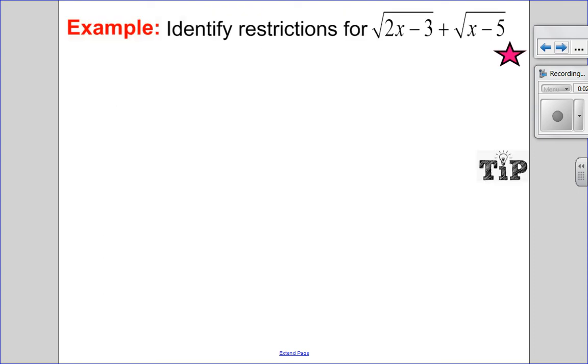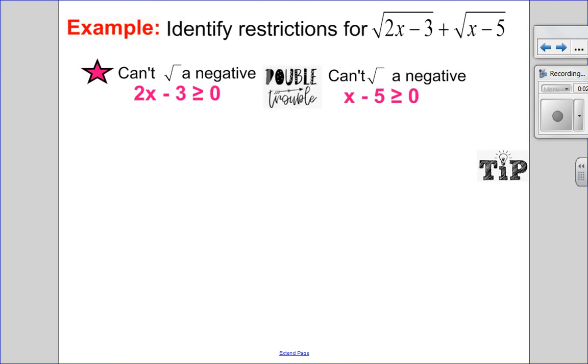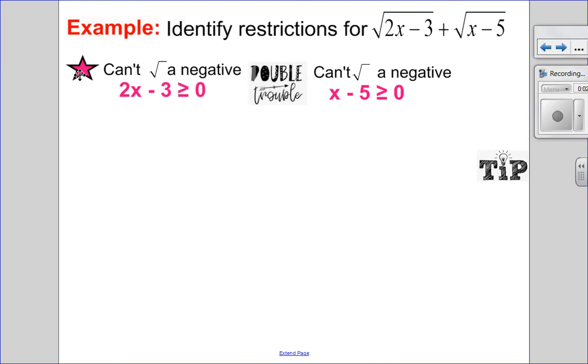Let's try an example just stating the restrictions. You can see here in this expression I have 2 different roots. So I want to combine the restrictions if possible. 2 roots means I have double trouble. I have 2 restrictions that I have to deal with. In the first one, 2x minus 3 has to be greater than or equal to 0. So let's add 3 to both sides to get 2x is greater than or equal to 3. And then let's divide both sides by 2 to get x is greater than or equal to 3/2.